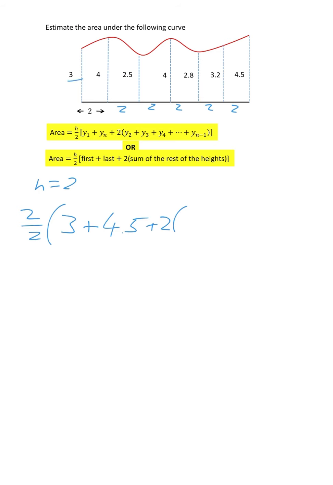So I've dealt with 3, I've dealt with 4.5, so then I have 4 plus 2.5 plus 4 plus 2.8 plus 3.2. Okay, now I can put this directly into the calculator, and that will give me 40.5 and it's area, so I'm just going to write units squared. And that's it. Okay, let's have a look now at a previous exam question.